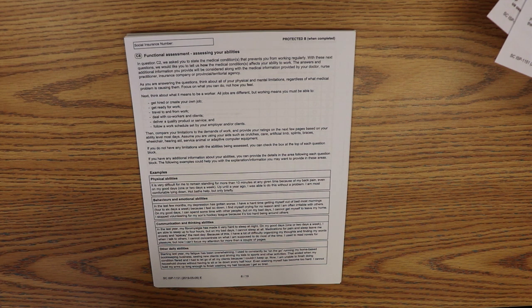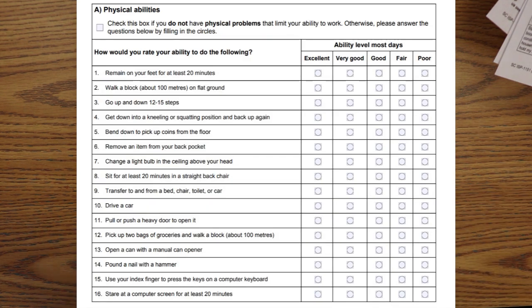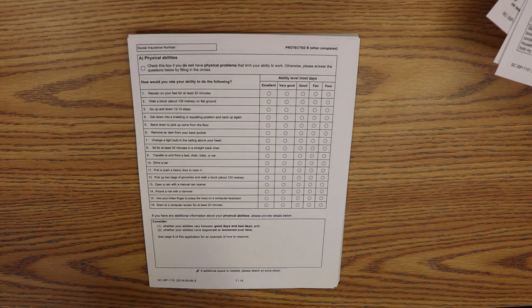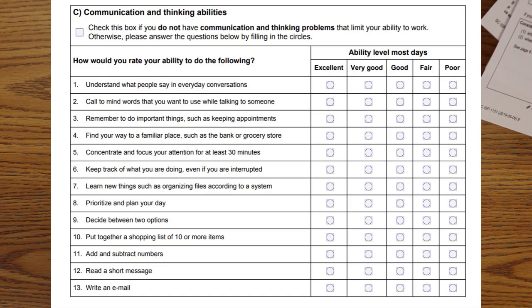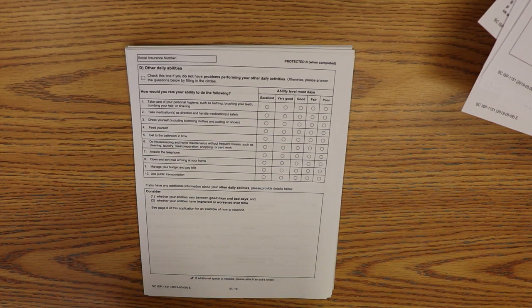Compare your limitations to the demands of work and provide your ratings on the next few pages based on your ability most days. The first section is on physical abilities, behavior and emotional abilities, communication and thinking problems, daily activities.